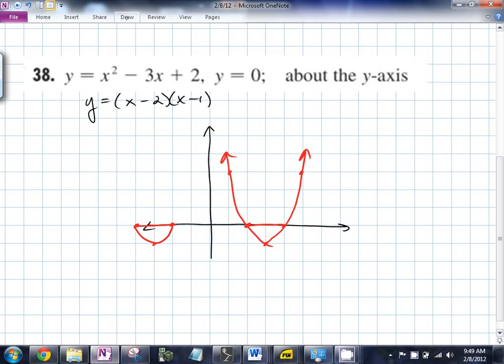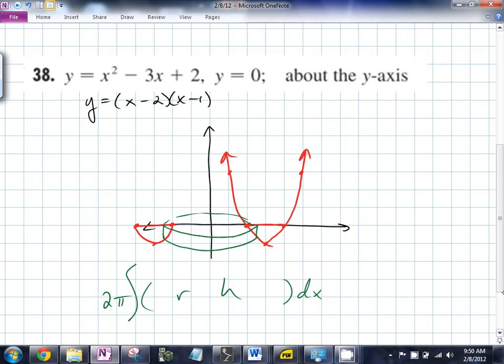So you draw your line right there, and you end up with a shell that looks like that. There it is. Are we integrating with respect to x or y? X. With respect to x. Good. So it's going to be 2 pi, the radius times the height.